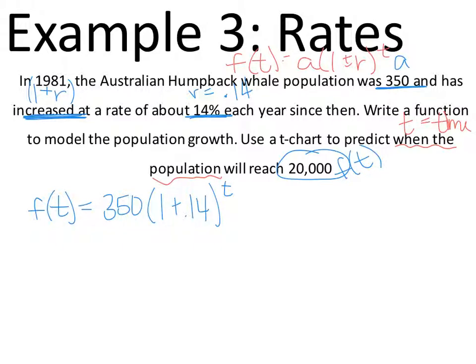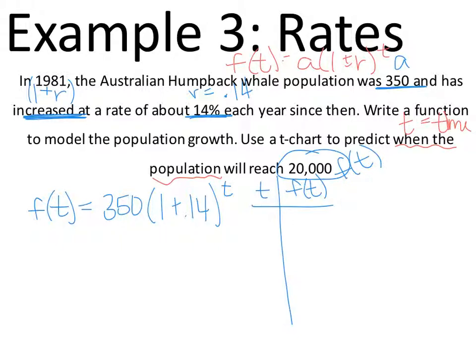Here they're wanting us to predict when the population will reach 20,000 humpback whales. Kind of just like the P over Q, there's not a really good way to figure this out. What you're going to do is you're just going to make a table. So my time and the number of whales. And you're just going to pick a number and plug it in and see how close to that 20,000 you get.